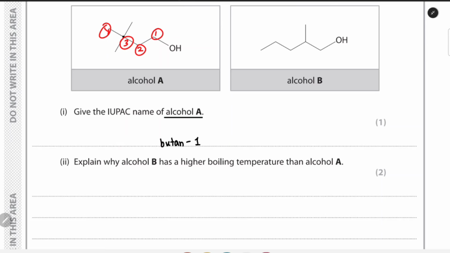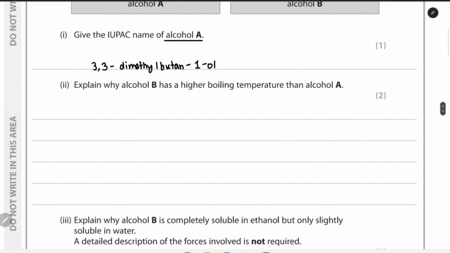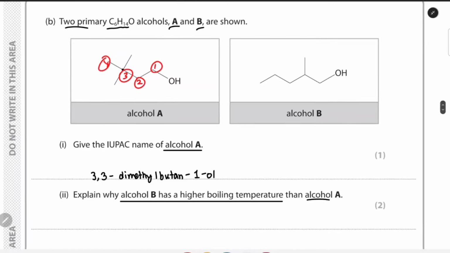Since alcohol is a higher priority group than these methyl groups. Now we have 2 methyl groups on carbon number 3. So this will be 3,3-dimethylbutanol. Now in part 2, we have to explain why alcohol B has a higher boiling temperature than alcohol A.